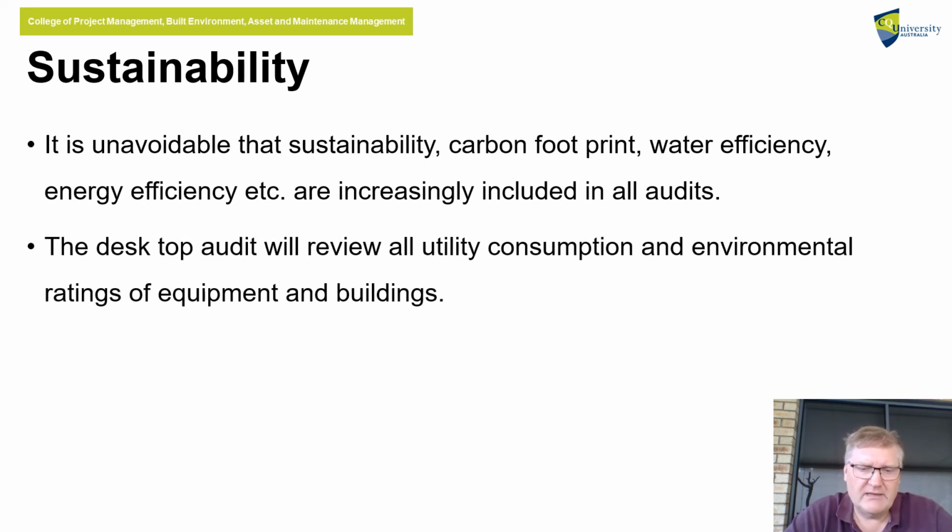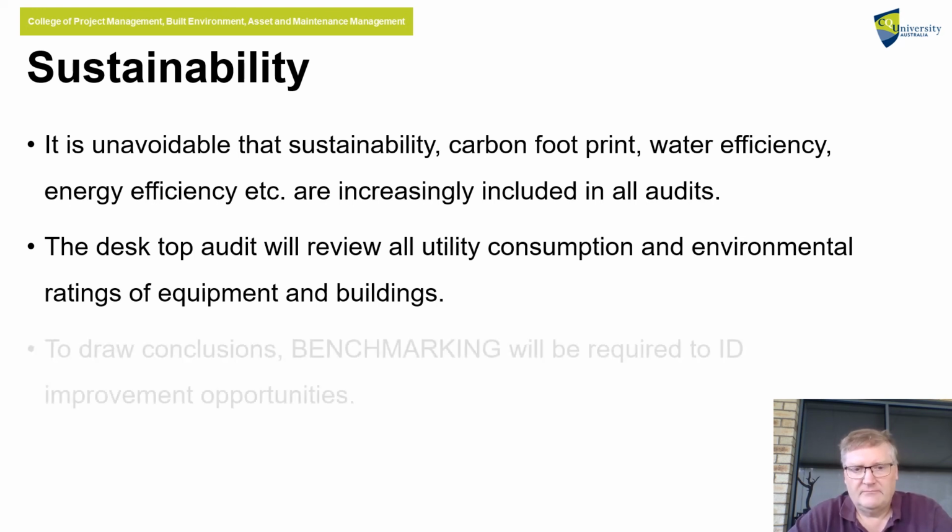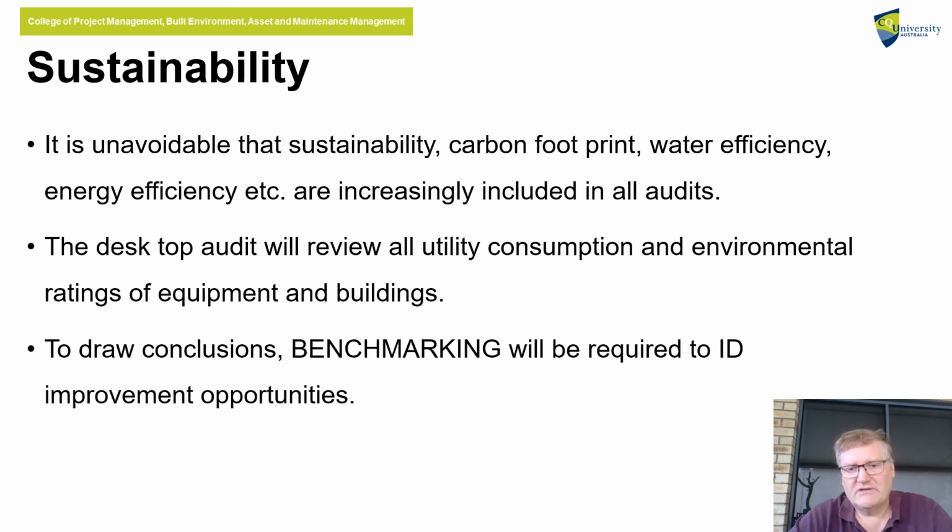So our fingerprint, our desktop audit reviews all utility consumptions, and we try to break it down into different areas, and we try to find out the environmental ratings of all the equipment we use in the buildings. Okay, you tend to find the cheaper a piece of equipment is, the less efficient environmentally it is. To draw conclusions, you come back to that benchmarking. You need to benchmark it so you can find out where your gaps are, your gap analysis, where your improvement opportunities are, and that could be a rolling program.